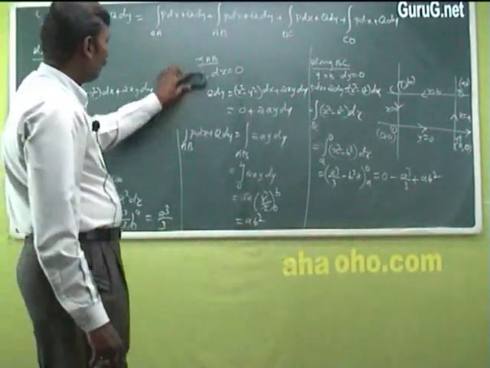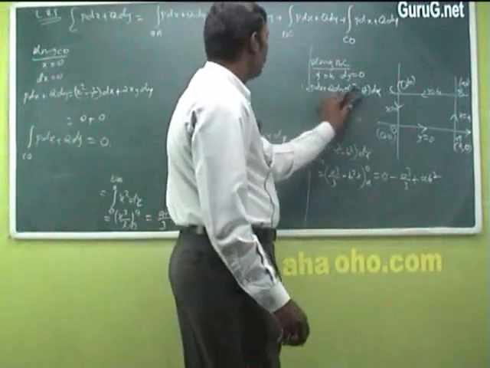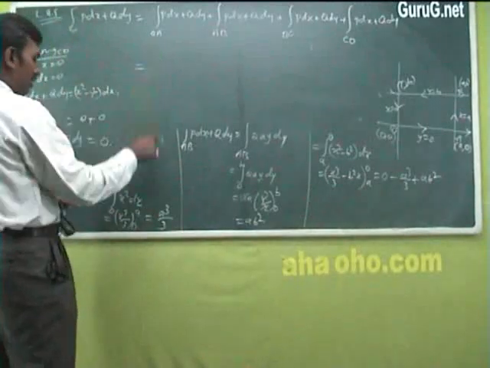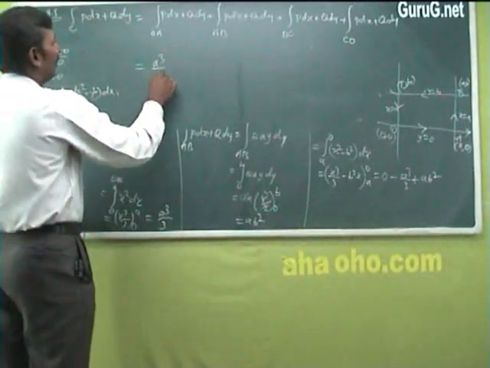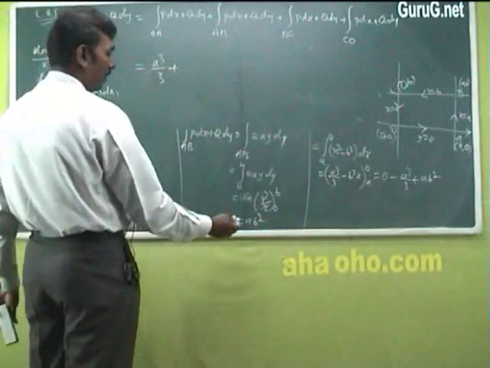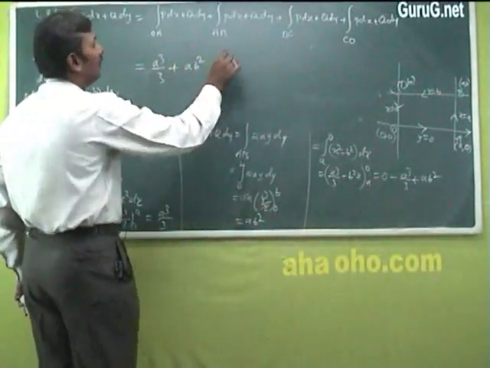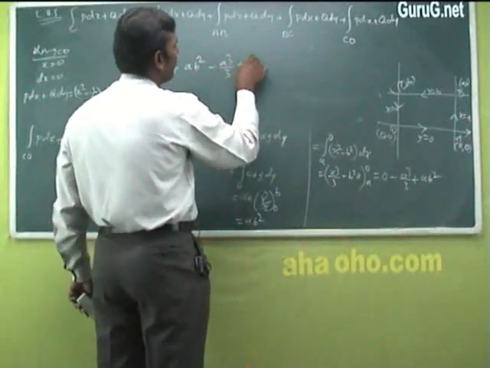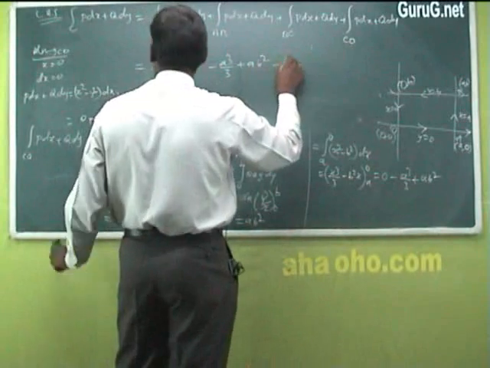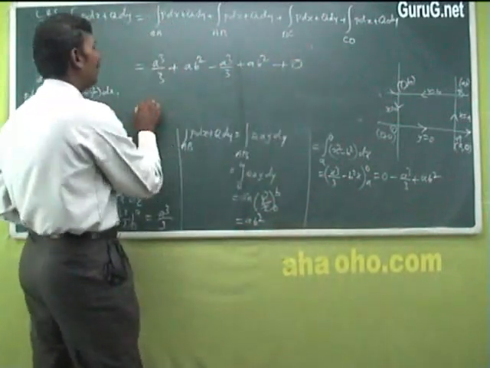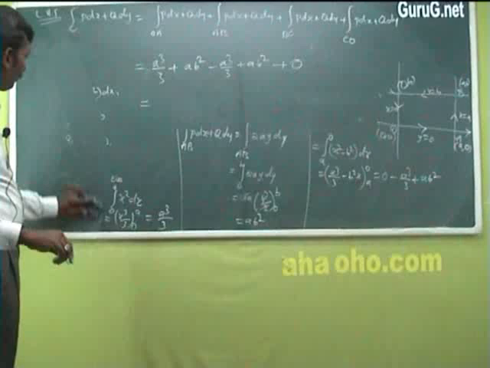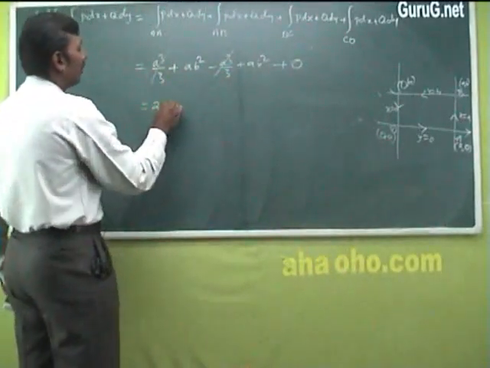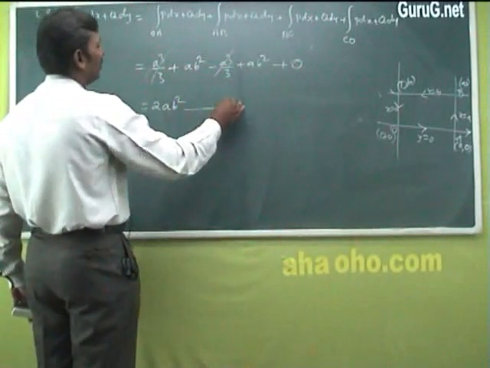So along OA, the answer is a cube by 3. Then along AB, a b squared. Then along BC, minus a cube by 3 plus a b squared. Along CO, this is 0. So add these 4 results. So you have 2a b squared. So this is equation 2.